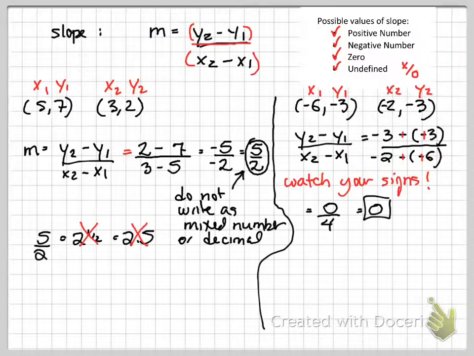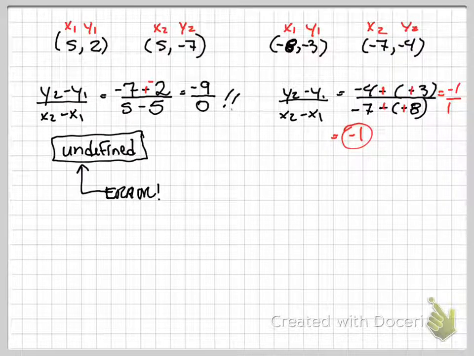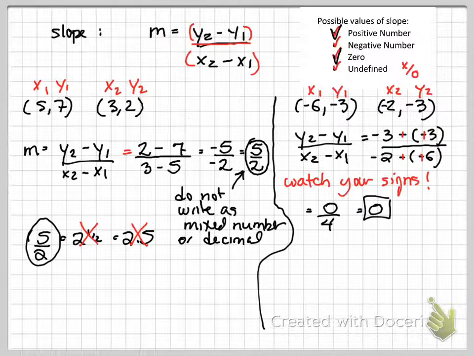Okay, so let's review. We have one slope. Our first slope was a positive number. Okay, then we had a slope of 0. Then we had a slope that was undefined here. And then we have a negative slope. So remember, all 4 of those are possible when you're finding the slope between 2 points.